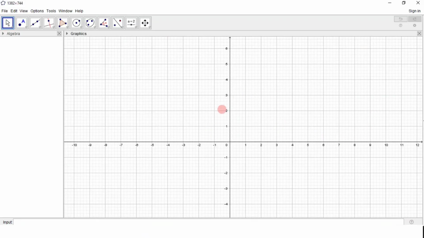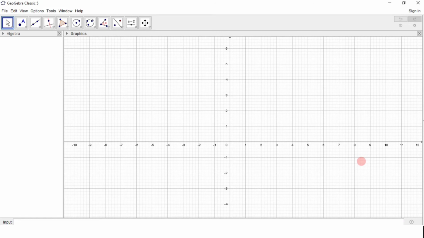So this is the GeoGebra interface. The horizontal line is called the x-axis, the vertical line is called the y-axis, and these two axes intersect at point O, which is called the origin. So this is the Cartesian coordinate system on which we have to plot the points from the coordinates table, and from that we have to draw graphs of those two equations.